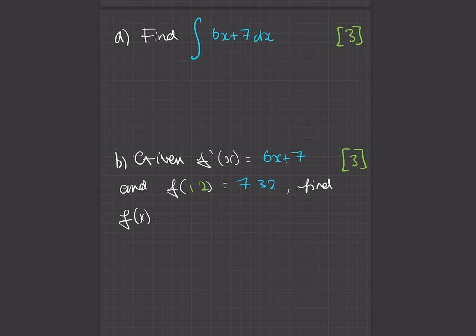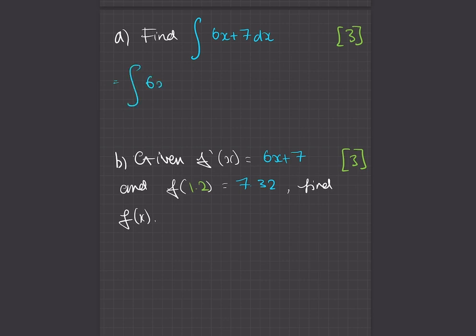Now, quick reminder, when you differentiate, for example, x to the n, you multiply by the power, so that becomes n, and you minus 1, right? But integration is the opposite of differentiation. So what do you do here? Well, you add 1 to the power. So if we were to integrate x to the n, you add 1 to the power and you divide by that new power. And so you get x to the n plus 1 divided by n plus 1. That's for any x.